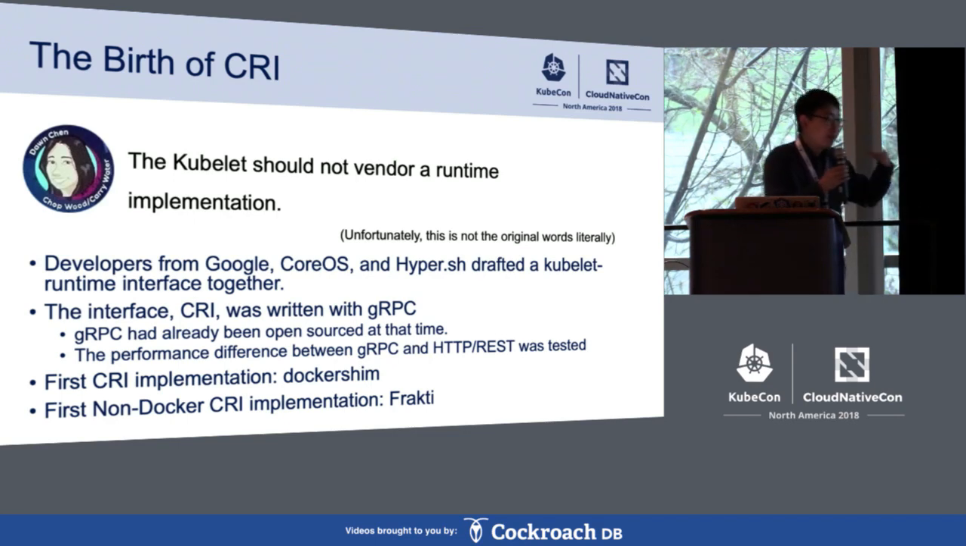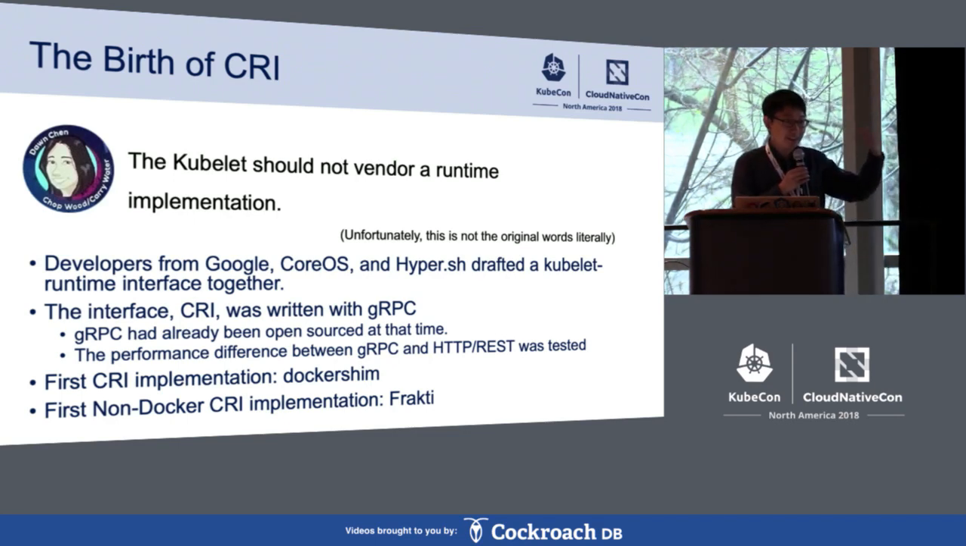Then we began to write code based on the design of CRI. The first implementation of CRI is named Dockershim. I think you might have heard about this project. It is actually a built-in package, a built-in container runtime in Kubernetes. You can find this package in Kubernetes. And this package, named Dockershim, is exactly the implementation of the CRI interface for Docker.